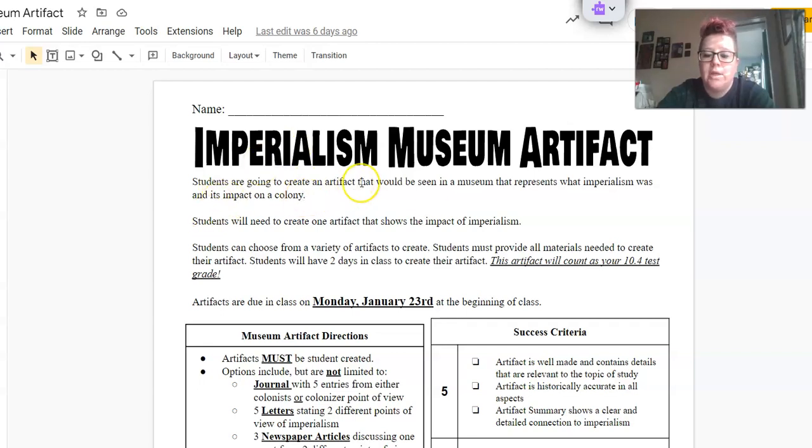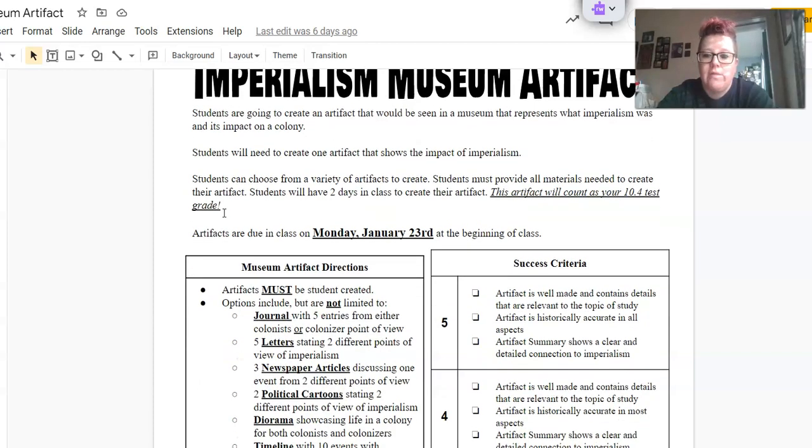So you're gonna create an artifact that would be seen in a museum that represents what imperialism was and its impact on a colony. Okay, that's our objective. And you need to create one artifact. So students can choose from a variety of artifacts to create. Students must provide all materials needed to create their artifact. Students will have 2 days in class to create their artifact. That's going to be today and tomorrow. And this is going to count as your 10.4 grade.